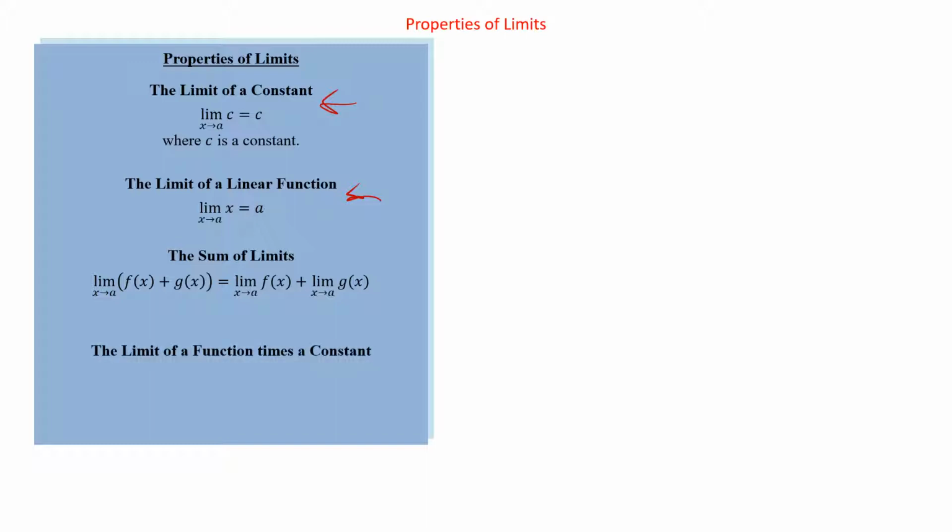The next one, limit of a function times a constant. You just multiply by the constant. So like the limit of 3x is going to be 3 times the limit of x. So you can multiply either inside the limit or outside the limit. It doesn't matter. And again, that works in the background to help split up linear functions and polynomials and stuff like that.